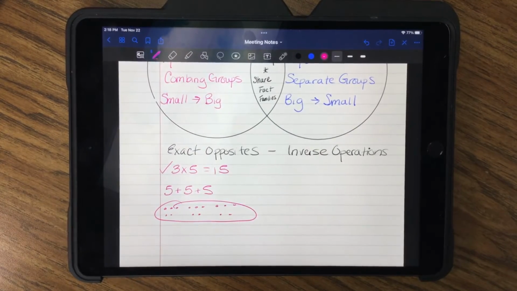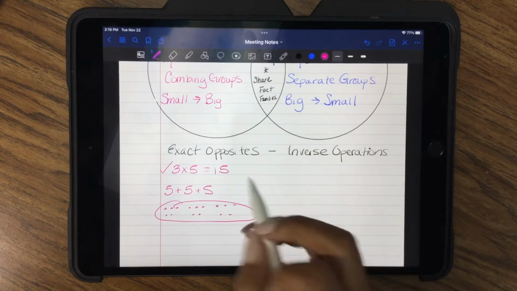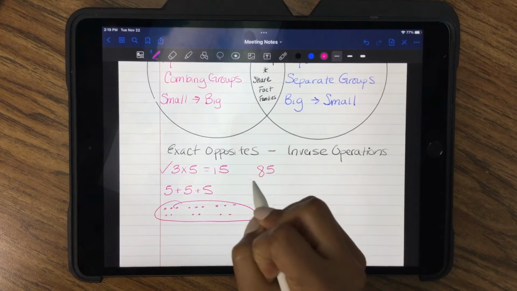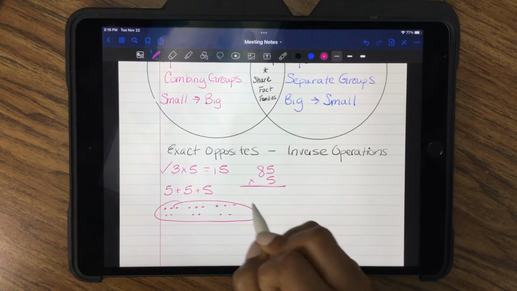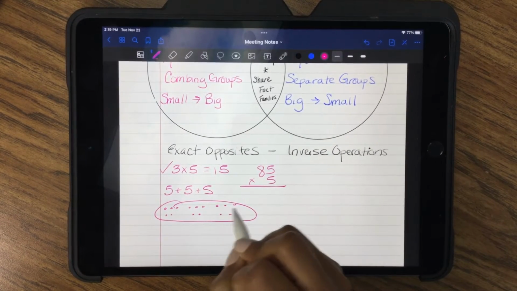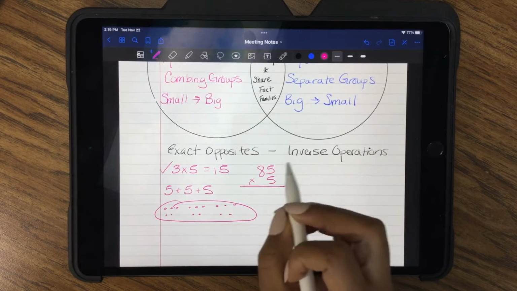And so our goal is to get them to move away from that, because at some point, are you going to do 85 times 5? Are you going to draw out whatever 85 times 5 is? Are you going to draw out that many dots? No, it's going to take forever.